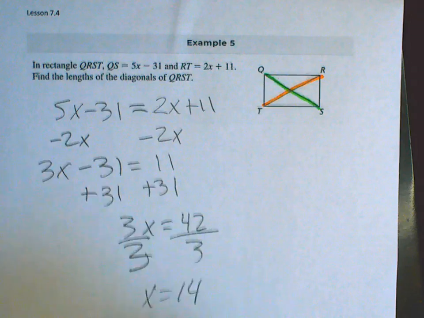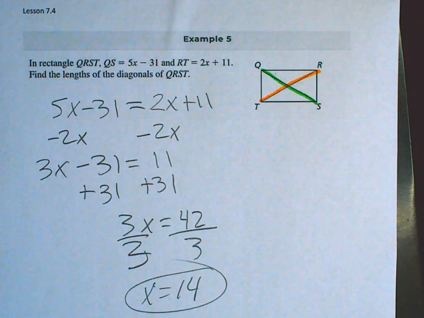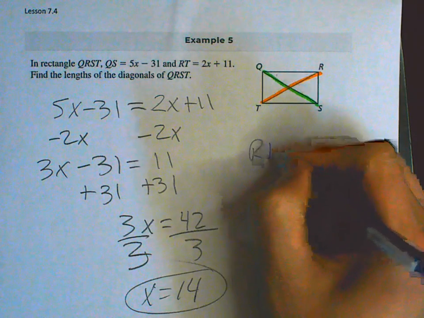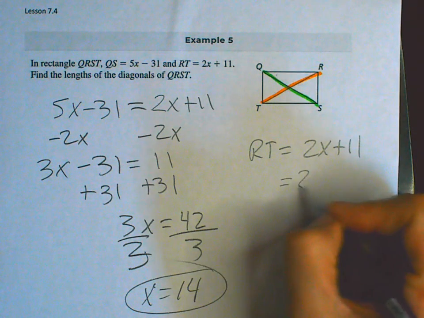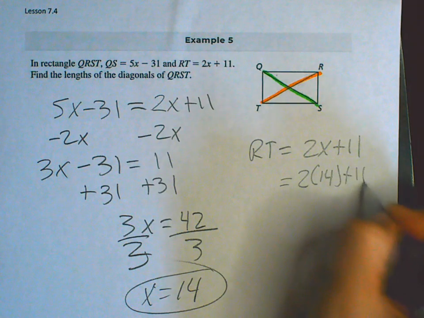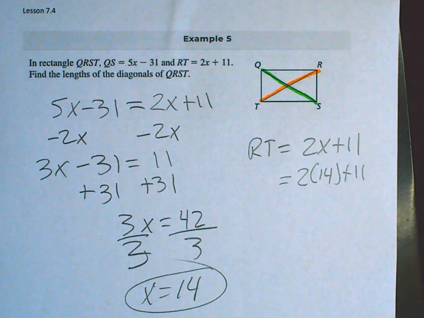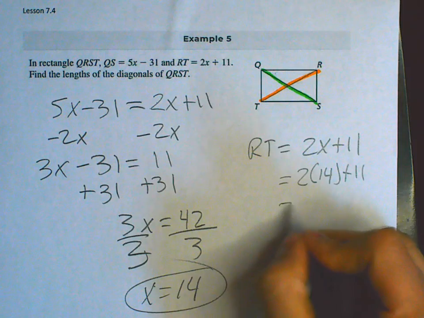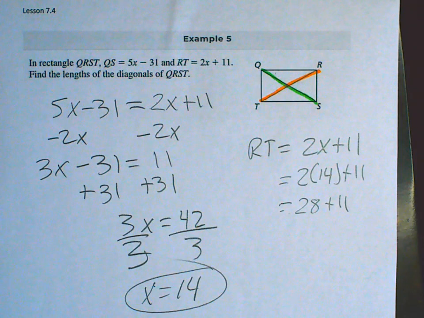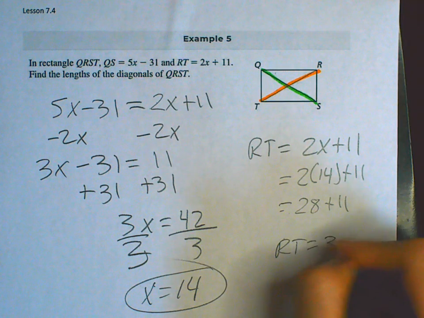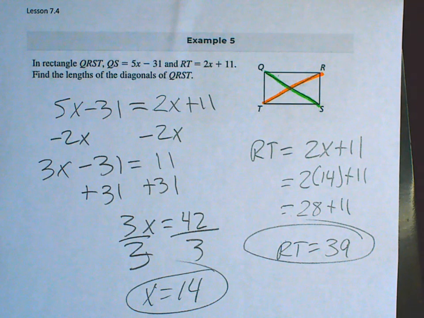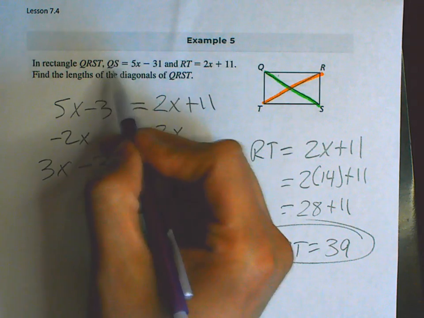But that is not the answer. What we need to do is go back and substitute the 14 into either one, QS or RT. So I'm going to do it in RT. RT, which is 2x plus 11, I'm going to substitute that, 2 times 14 plus 11. So 2 times 14, that's 28, plus 11, that's going to give me 39. So RT is equal to 39, which is the same as QS.